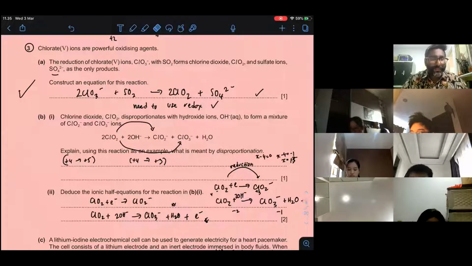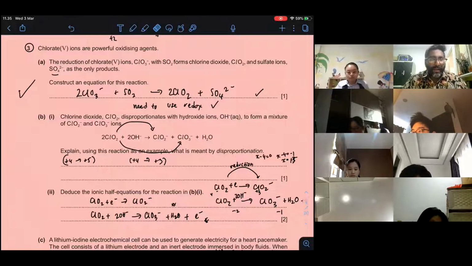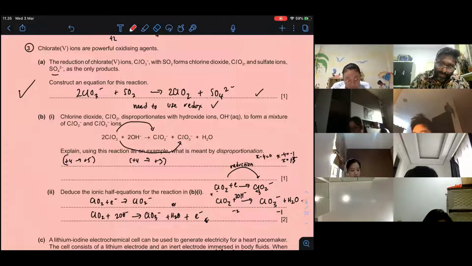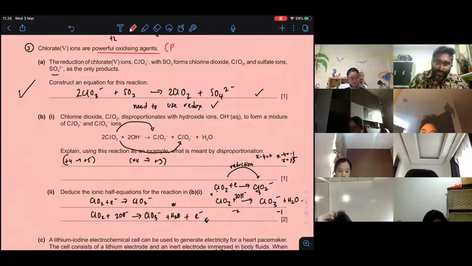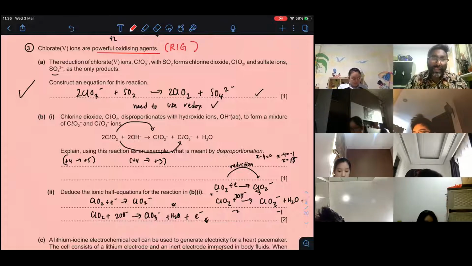Okay, we will continue. So you have this chlorate(V) ion, ClO3 minus. They mentioned that they are powerful oxidizing agents. So if they are powerful oxidizing agents, they are going to oxidize others, but at the same time they are going to get reduced. When they are going to be reduced, do remember OIL RIG. Reduction is gain of electrons. They are going to be gaining electrons.